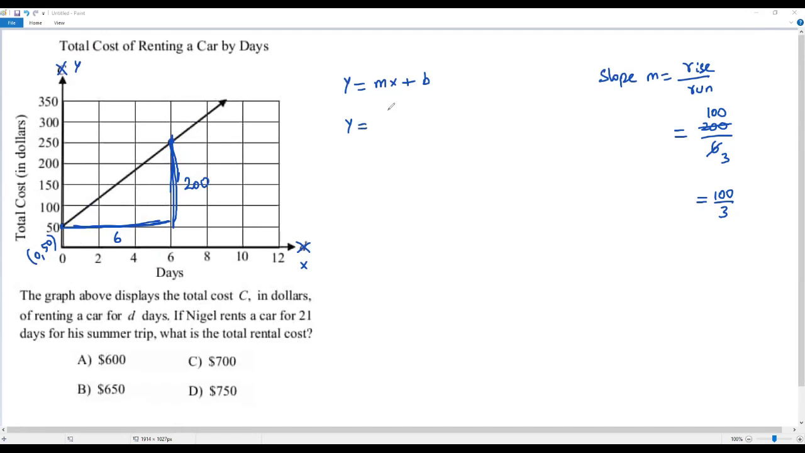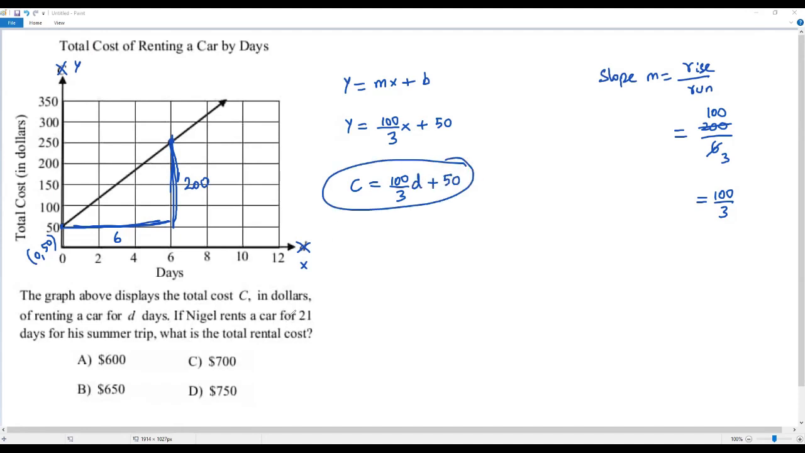Here in this equation for this m we can plug in 100 over 3 times x, and this b is the y-coordinate of the y-intercept, that is 50. We can plug in 50 for b. Here I got the equation of the line which represents the total cost. Now we can replace this y by the original variable, that is c, and this x by the original variable, that is d, which represents the number of days. So c equals 100 over 3 d plus 50. Here I got the cost function.